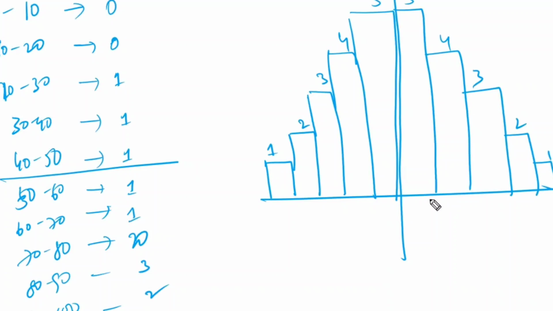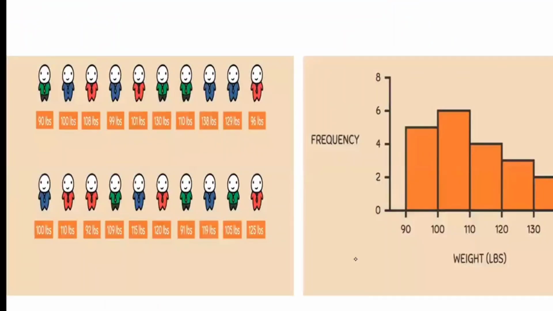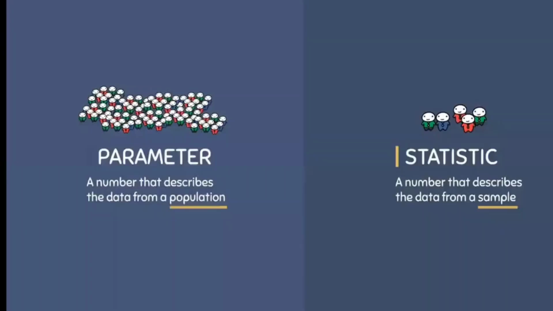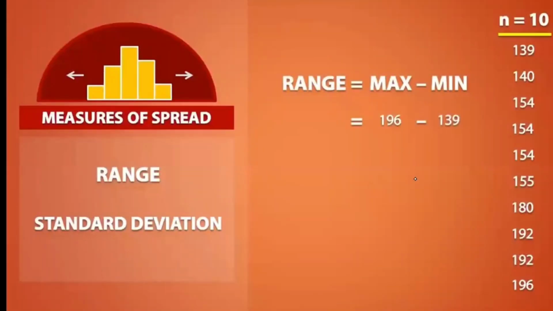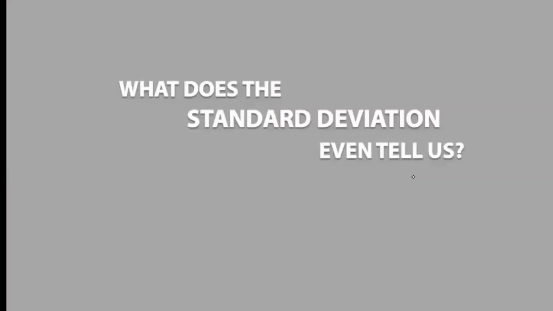If both are not the same, it is called a non-symmetrical distribution, which is also called a skewed distribution. Now this skewed will be either left skewed or right skewed. You are going to have left skewed and right skewed. If there are more values on the left side and fewer values on the right side, it is called right skewed.